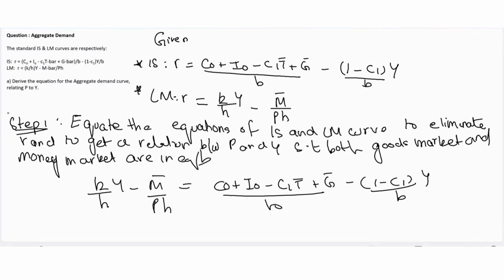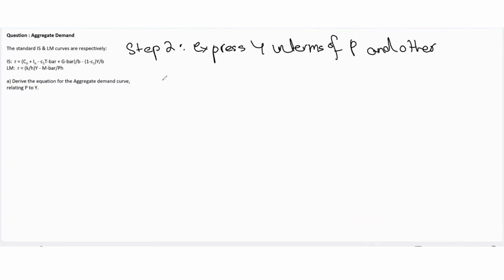This is step one. This is our LM relation and this is our IS relation, right? So we're equating both equations of the IS and LM curves. That will eliminate r and give us a relation between P and Y such that both goods market and money market are in equilibrium, because we're looking at the intersection of the IS and LM curves by equating them. Now step two: in step one we just eliminated r. So now in step two, express Y in terms of P and other variables.